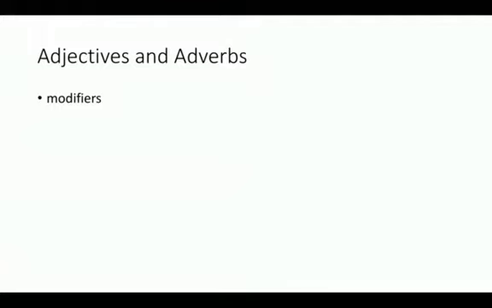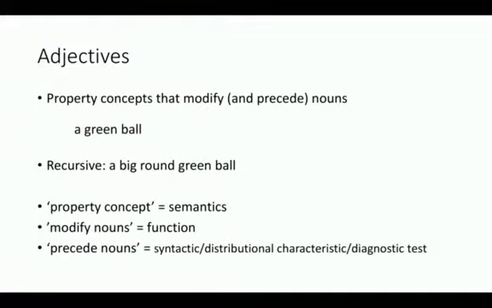Okay, so let's now talk about adjectives and adverbs. So far we've talked about nouns and verbs. Now we're going to talk about some words that modify nouns and verbs. Adjectives and adverbs. Both of these are modifier words. That means they describe or modify some other word in the sentence.